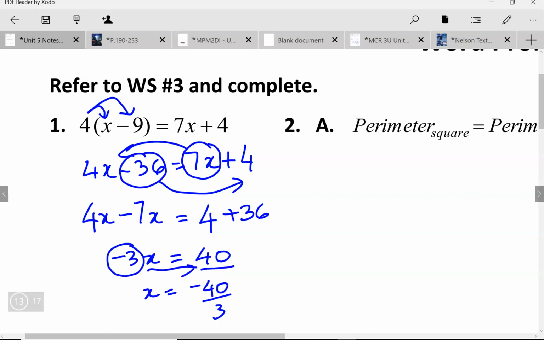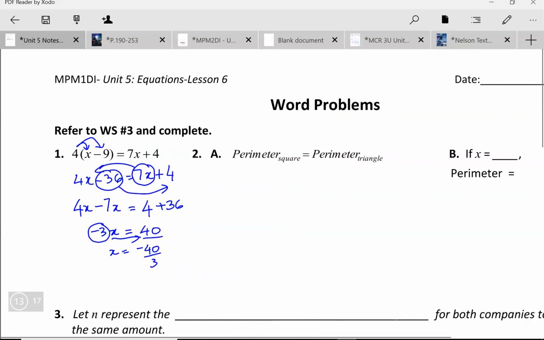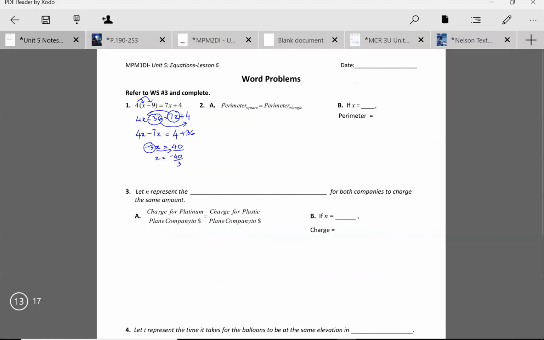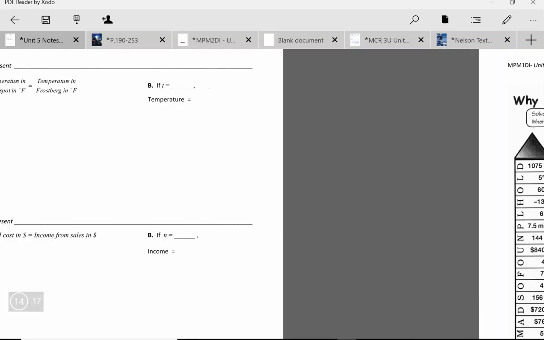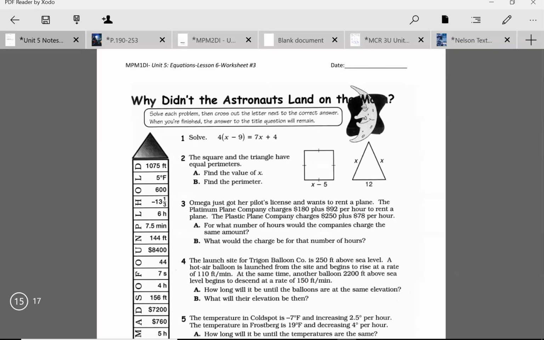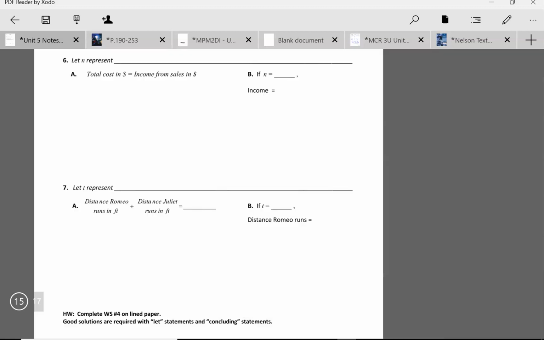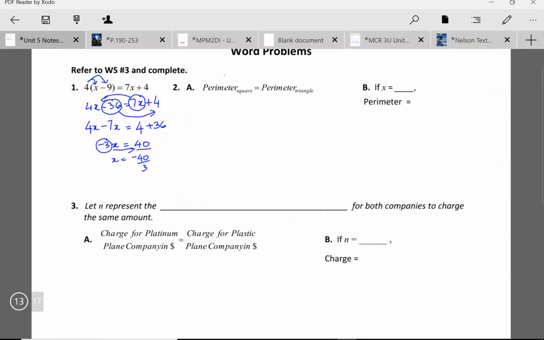I think I did everything right. This answer looks suspicious to me. But I don't see any mistakes, so I'm going to go with it. Okay, if you've been keeping up with the homework, I think we have done a similar question like this before. Well, not exactly, but they have equal perimeters, so find the value of x is the first question.